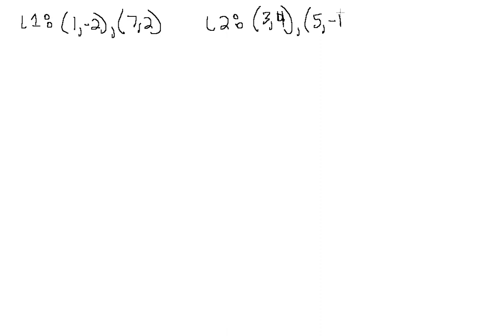Let's say we have line 1, and this line passes through the points (1, -2) and (7, 2). And then we have a second line, line 2, that passes through the points (3, 4) and (5, -1). So we have two given lines that pass through two given points, and we want to know if they're parallel, perpendicular, or neither.